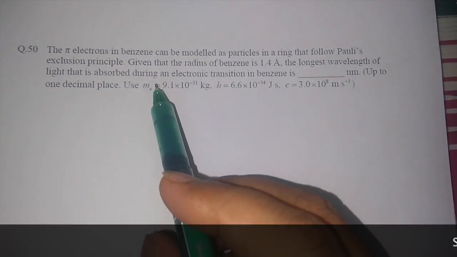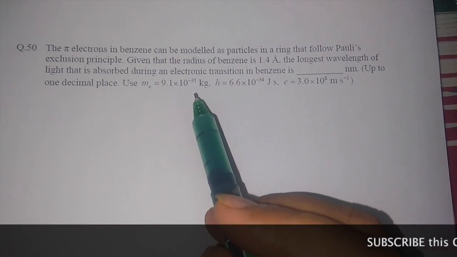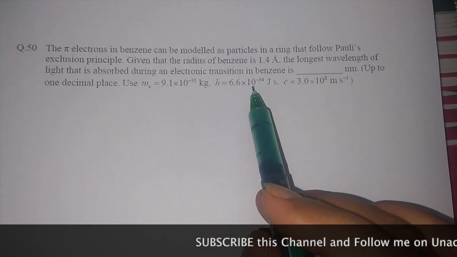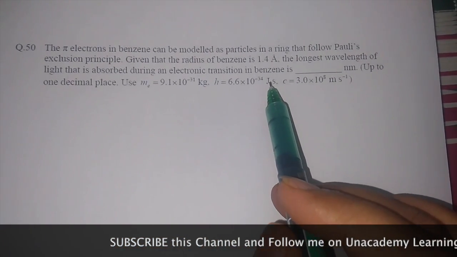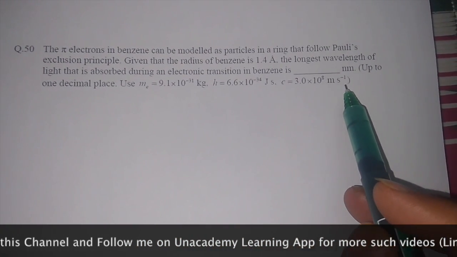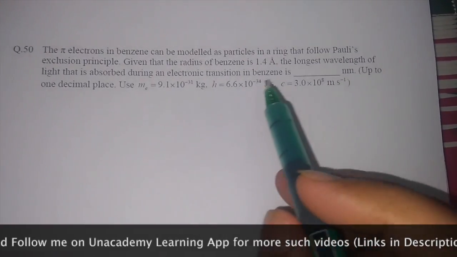Okay, now you have to use the mass of the electron as 9.1 into 10 to the power minus 31 kg. The h value you have to put as 6.6 into 10 to the power minus 34 joule second. c you have to take as 3 into 10 to the power 8 meter per second. So what is the equation you have to use?